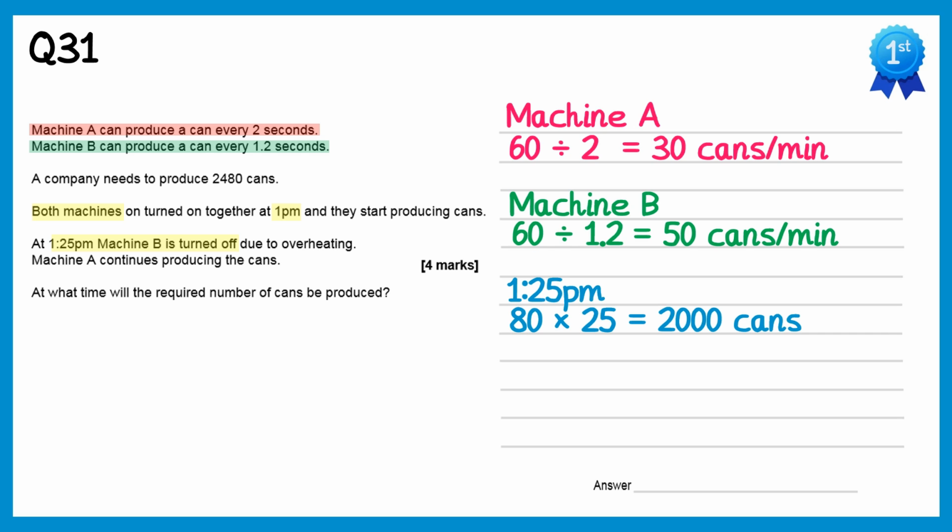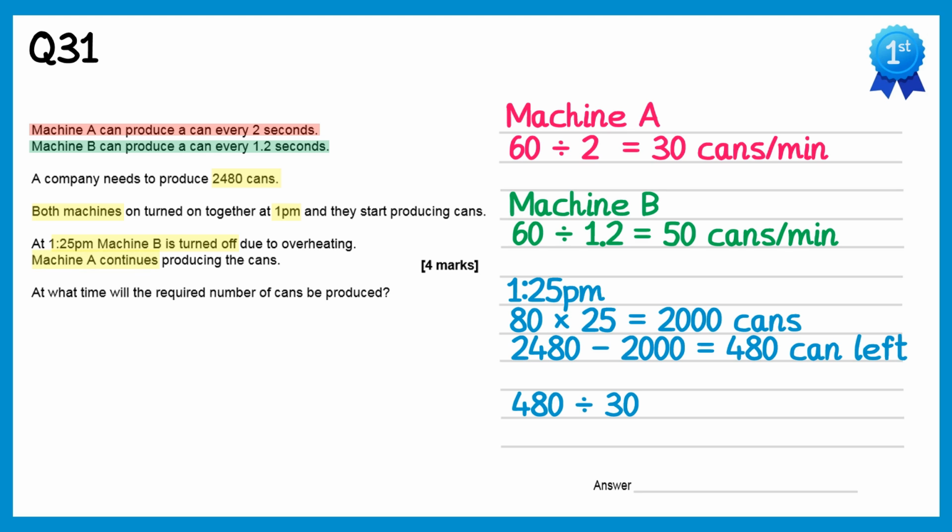In the question, it tells us the company needs to produce 2,480 cans, so if we do 2,480 take away 2,000, there are 480 cans still left to be made. Unfortunately though, machine A is working by itself now, since machine B is turned off, so it's only making 30 cans a minute. 480 divided by 30 gives you 16, so it will take 16 more minutes for machine A to produce these cans on its own.